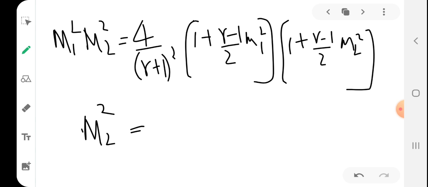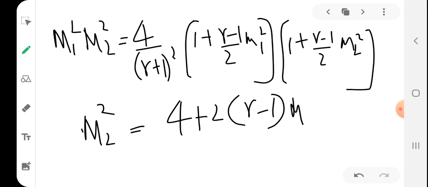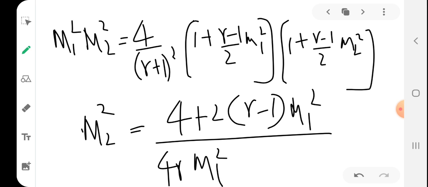So if you rearrange this, you will get M2 squared as 4 plus 2 gamma minus 1 into M1 squared, by 4 gamma M1 squared minus 2 gamma minus 1. This is an equation where M2 is on the LHS, and only gamma and M1 are on the RHS. So you have M2 as a function of M1.